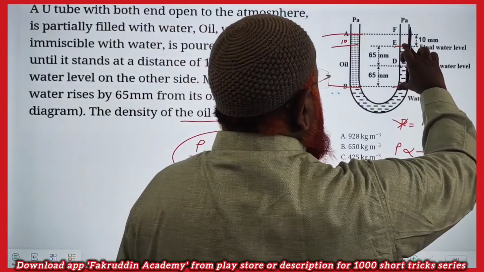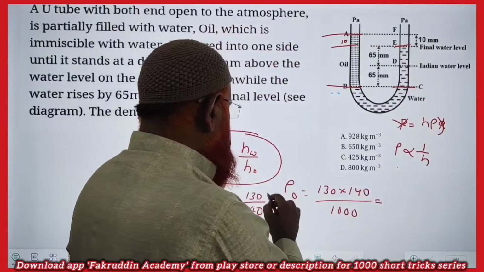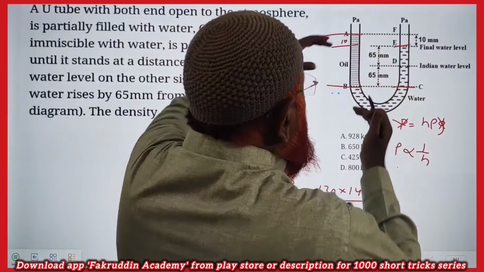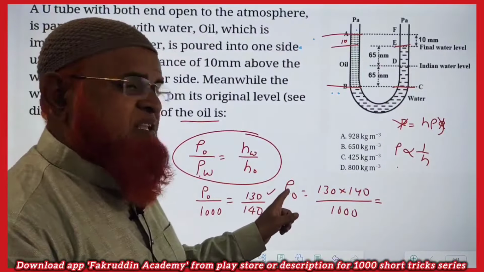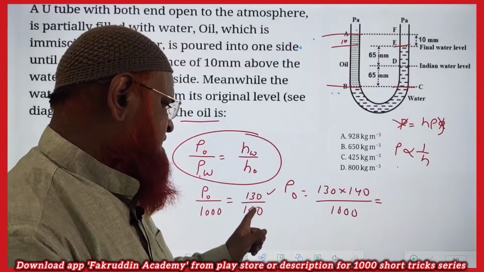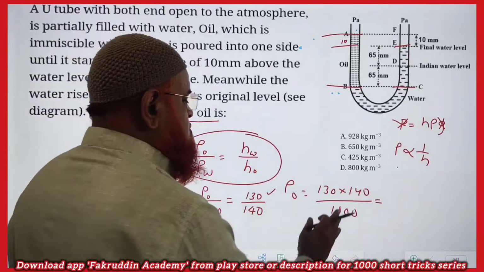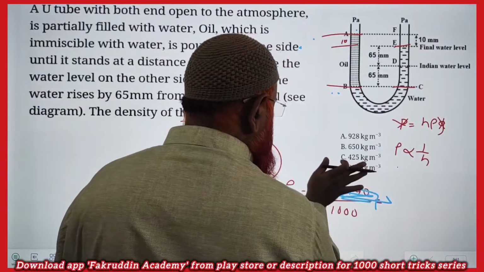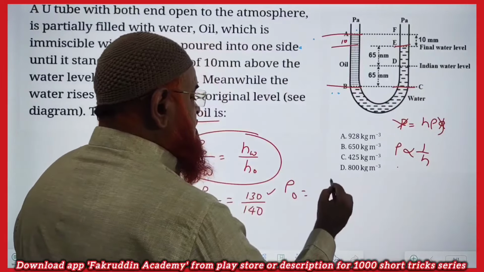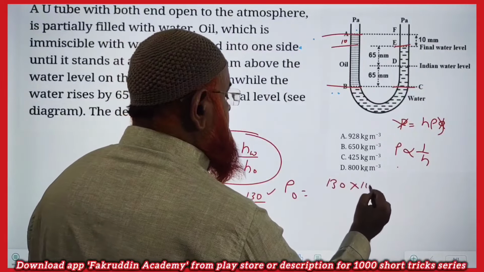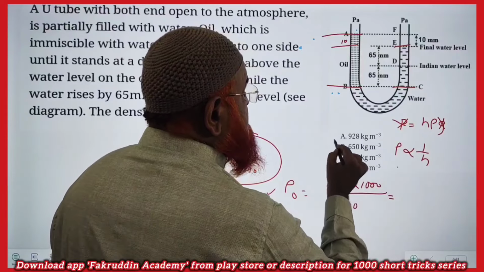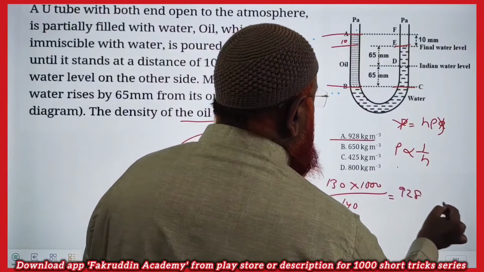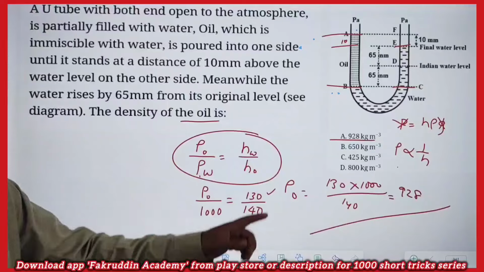इट इज 65 mm. 65 + 65 इट इज 130 और ऑयल का 10 सेंटीमीटर एक्स्ट्रा है, इसलिए इट इज गोइंग टू बी 140. सो डेंसिटी ऑफ ऑयल इज इक्वल टू 130 into 1000 divided by 140. तो आपको आएगा आंसर 928. चाहे तो आप कैलकुलेशन करके देख लीजिए 928 आंसर.